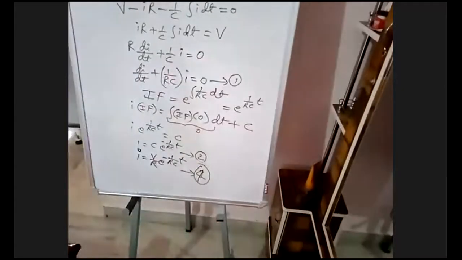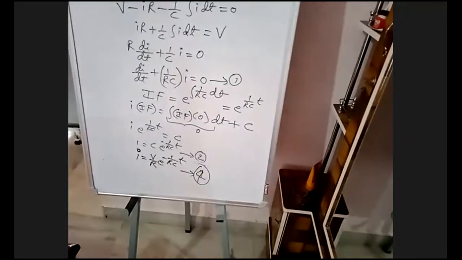This is your current transient equation: I is equal to V by R into e power minus 1 by RC into T. For the RL circuit, you have I is equal to V by R into 1 minus e power minus R by L into T. But here there is no 1 minus; directly e power minus 1 by RC into T. You have to remember these current equations at least. In the exam, you have to derive this current equation: I is equal to V by R into e power minus 1 by RC into T.